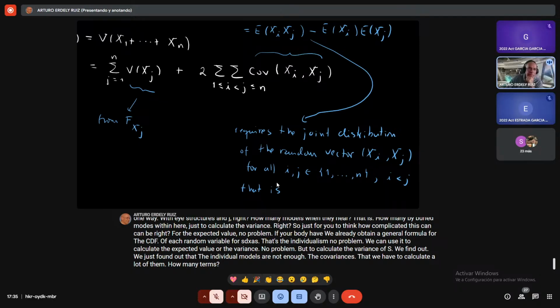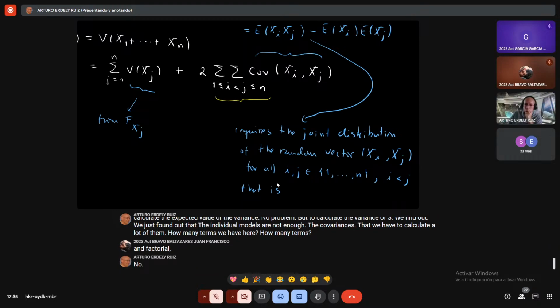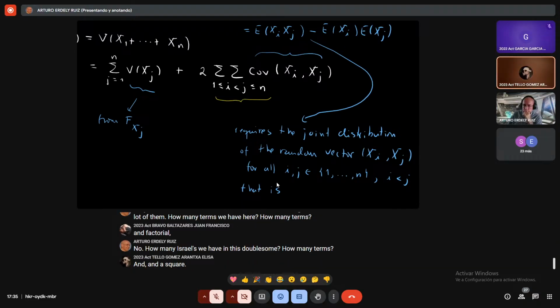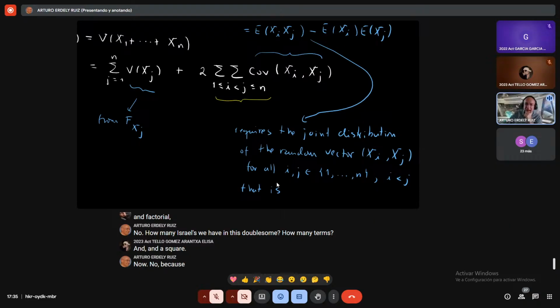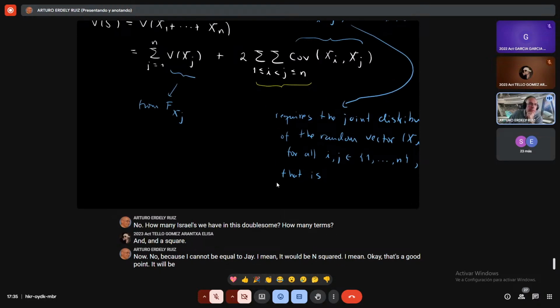How many terms do we have here? How many terms? n factorial? No. How many terms do we have in this double sum? n squared? No, because i cannot be equal to j. I mean, it would be n squared. Okay, that's a good point. It will be n squared.